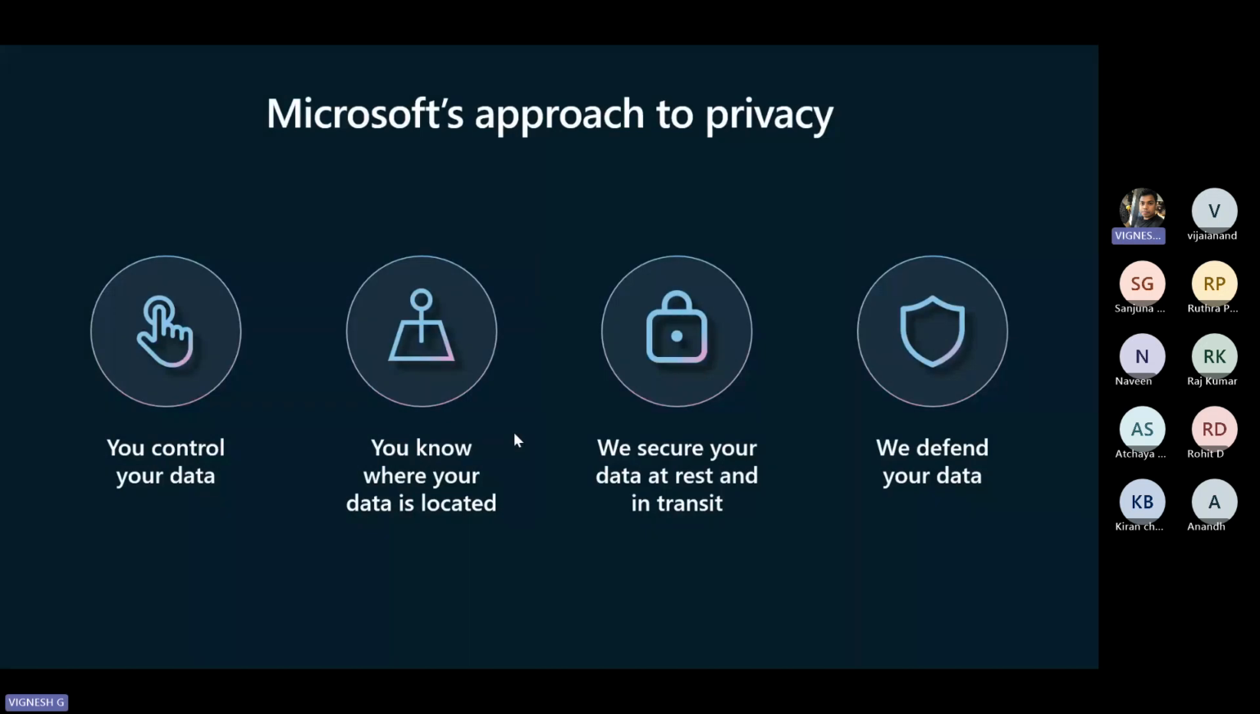And we secure your data at rest and in transit. When I say we, I mean Microsoft. It's Microsoft's job to make sure that they secure your data at rest and in transit. Data at rest means think of the data that is stored in OneDrive, the data that is stored in SharePoint. These are data that are kept at rest. When I say data in transit, think of an email that you're sending, think of a chat message that you're sending. So all these things are secure.